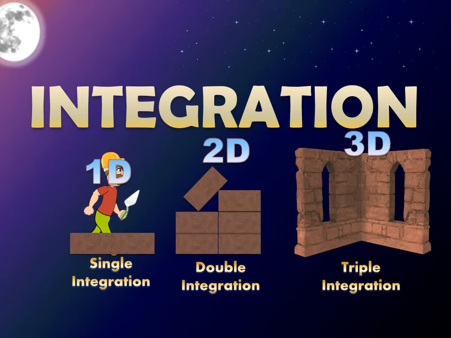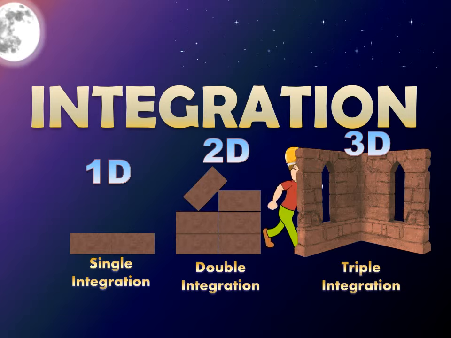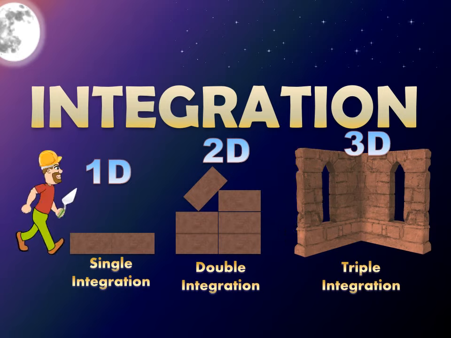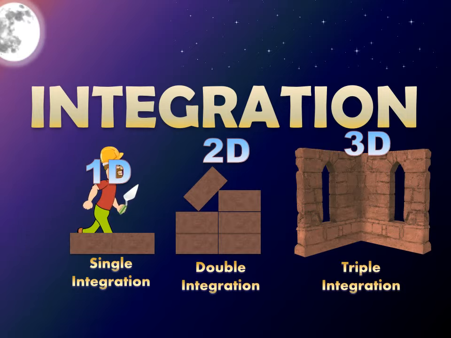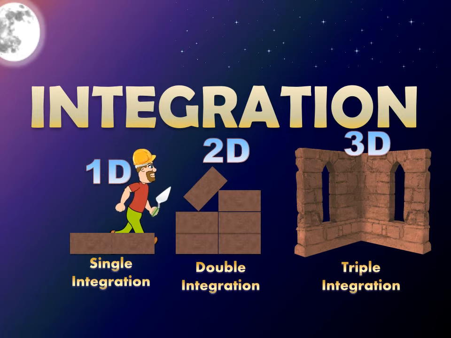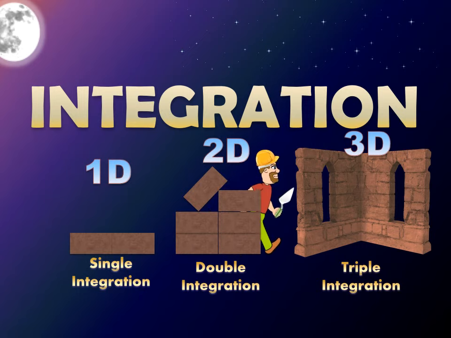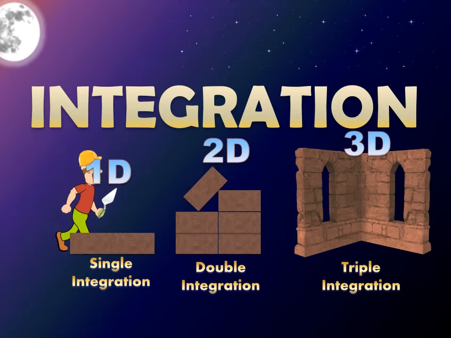So here is another animated image which denotes integration in 1D, 2D and 3D. Integration in one dimension is called single integration. You might have come across it. Integration with respect to dx or integration with respect to dy. If you are adding bricks along the x-axis or only along the y-axis, in only one dimension, single integration comes into the picture.